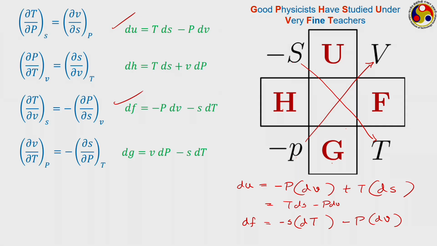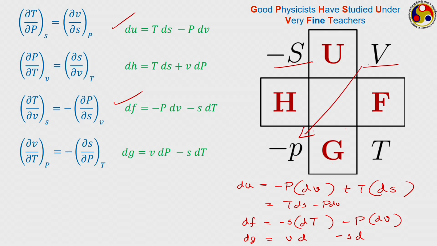Can you work out anything else following the same pattern? If we want to write, say, for dG, what will it be? For G you have to identify both the opposite corners. The opposite corners are V and S, or minus S. So you will have V into d of something minus S into d of something. For V, what will be there? Opposite to V is minus P. Now, while writing differentials we do not consider the minus sign. So it will be V dP minus S dT, which is this expression.